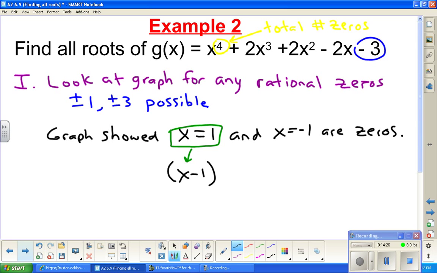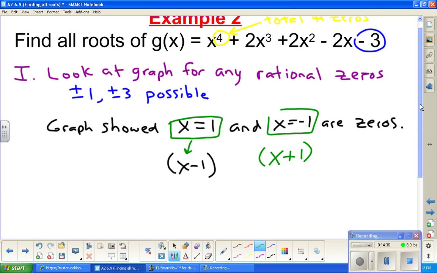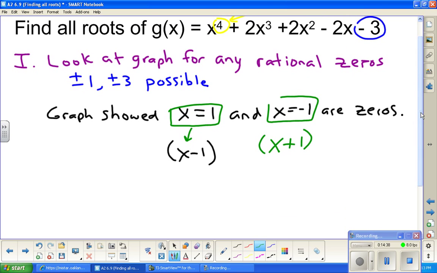And the other one, if x equals -1 is a 0, x plus 1. Okay, so we know 2 of the factors of this thing, right? All right, so think about this now. Remember, the big original thing was called g of x, right? So g of x, we know that it is x minus 1. That's one of the factors. X plus 1 is another one of the factors.